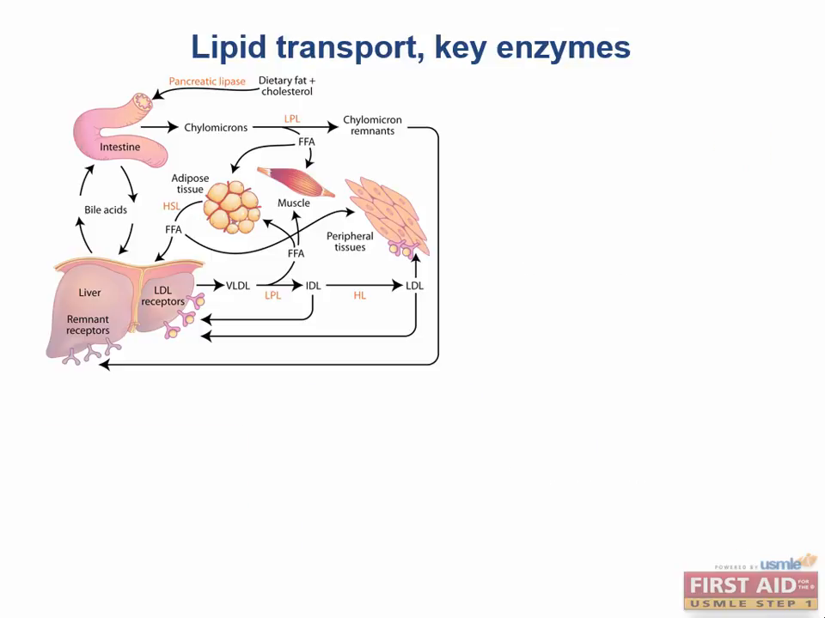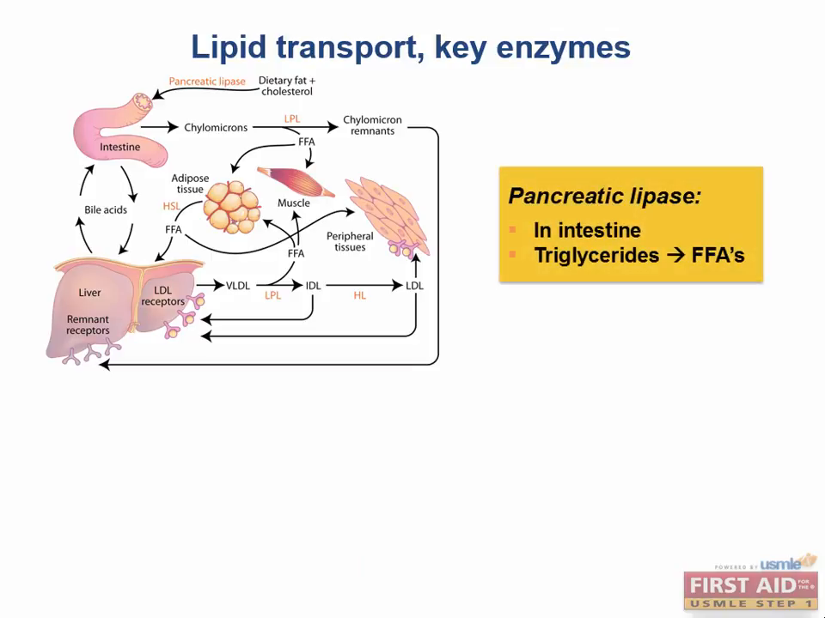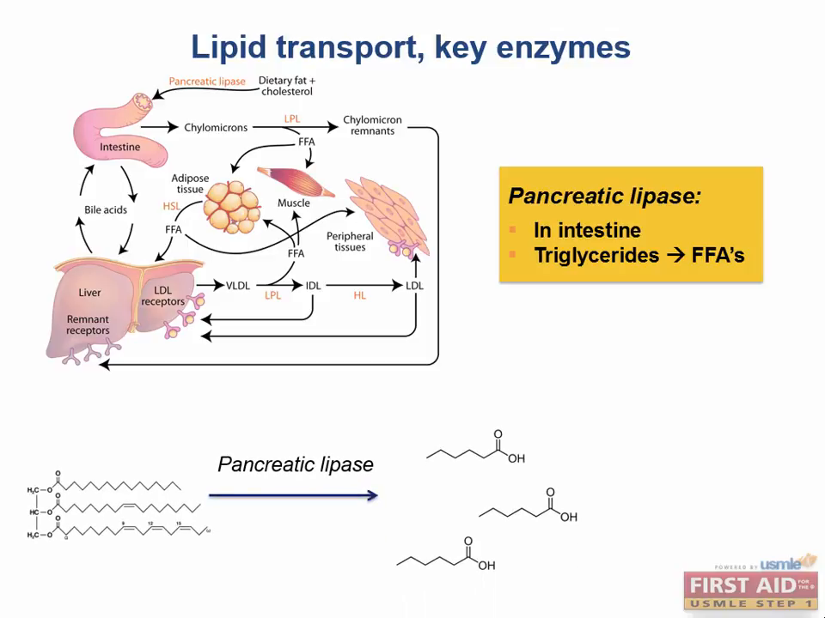There are several key enzymes used in lipid transport. Pancreatic lipase is going to degrade dietary triglycerides in the small intestine, and specifically it's going to cleave triglycerides at the 1 and 3 position, giving rise to free fatty acids and a monoacyl glycerol. So here we see a triglyceride that meets its pancreatic lipase enzyme, which is going to degrade it into these long hydrocarbon tails, which are the free fatty acids.